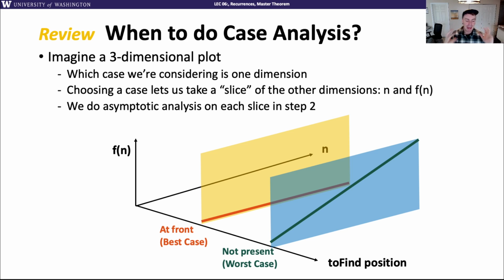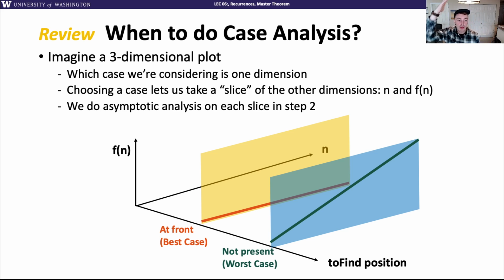And so you should think about cases as being orthogonal, as being in a separate direction from input size. Before, we had this nice 2D picture of just f of n and n, which drew a graph. Now that we introduce cases, you open up a third dimension of different things you can choose about the problem other than input size that result in different runtime functions. So which case we're considering is just one dimension of this space. Choosing a case lets us take a slice of those other dimensions, n and f of n.